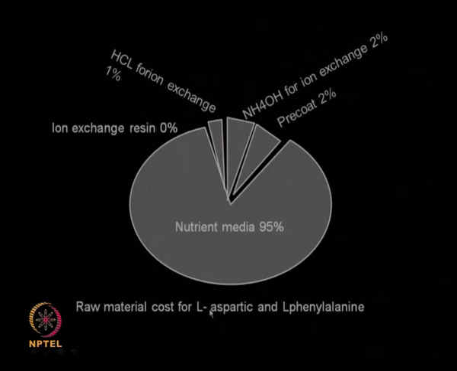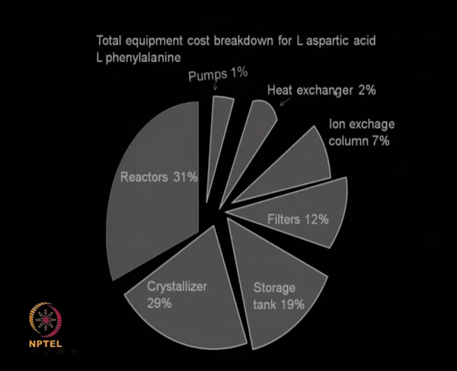If you look at aspartic acid and L-phenylalanine, a large amount of cost is because of the nutrient media. So one needs to do more R&D in trying to optimize the nutrient media. You can see 95% of the cost. So there is a lot of scope to reduce the cost of the raw materials in the manufacture of L-aspartic acid and L-phenylalanine, if you can try to focus on the various components of the nutrient and try to reduce the amount of nutrients used here. And 2% of the cost is because of the ammonium hydroxide usage in the ion exchange resin.